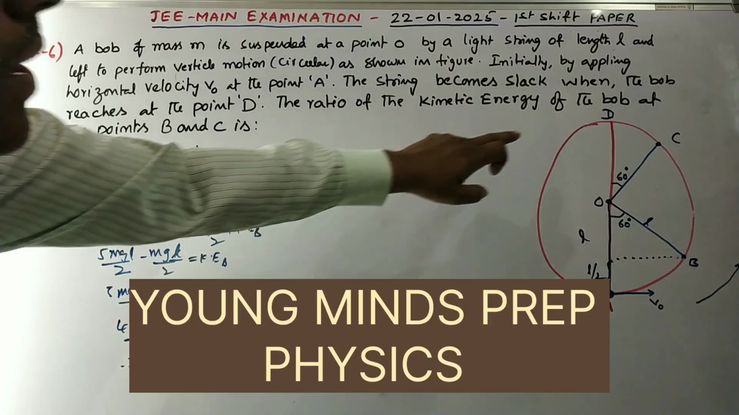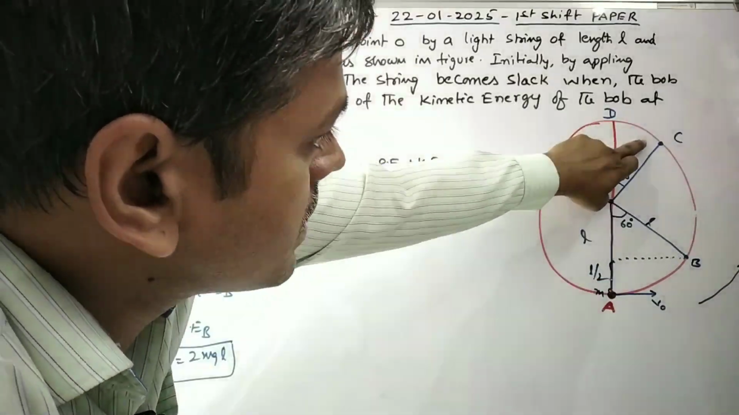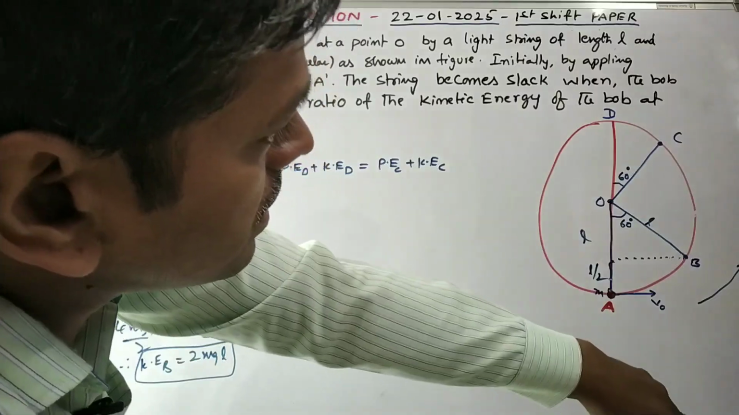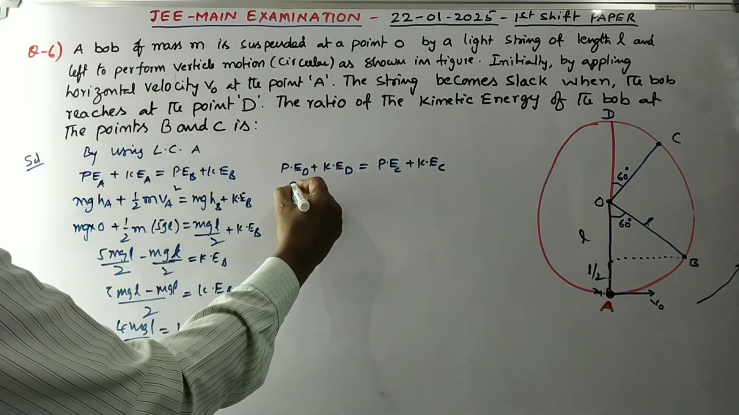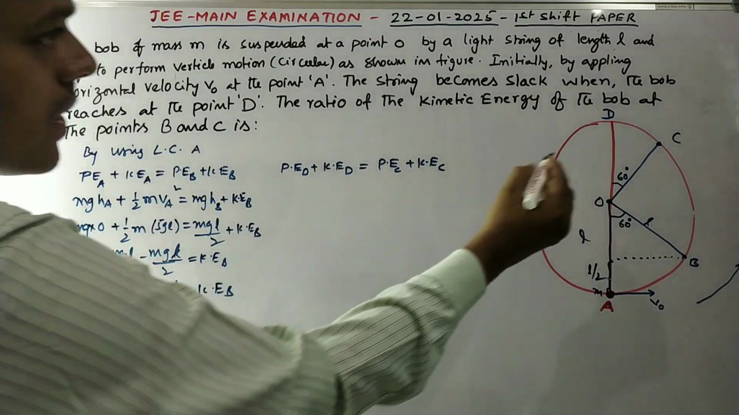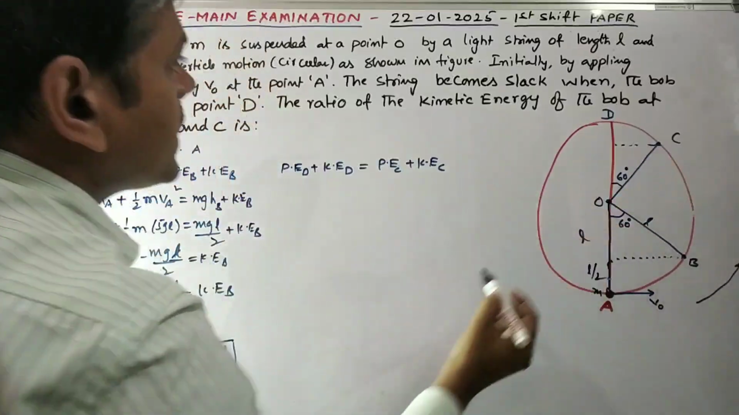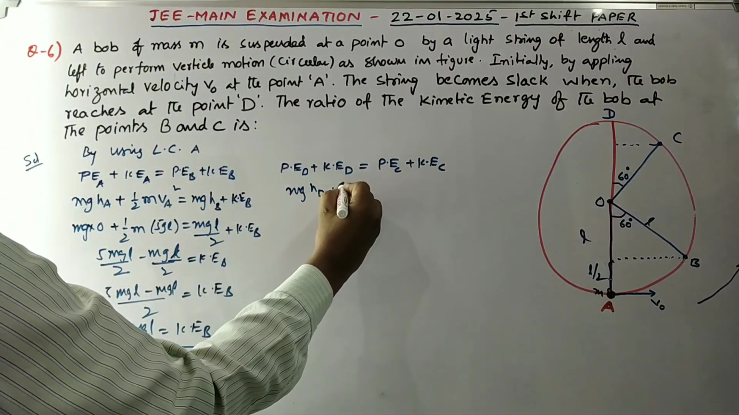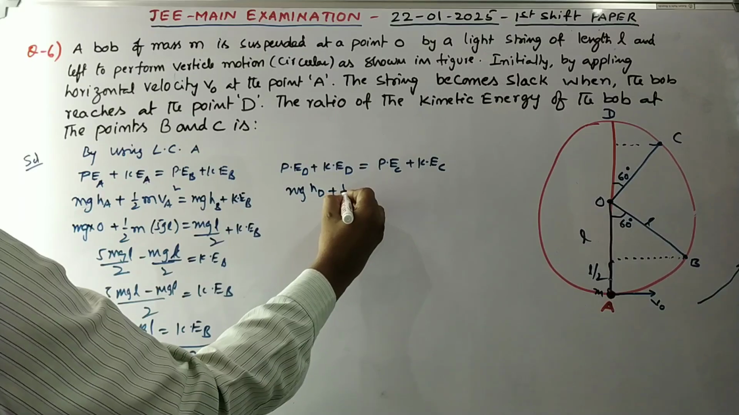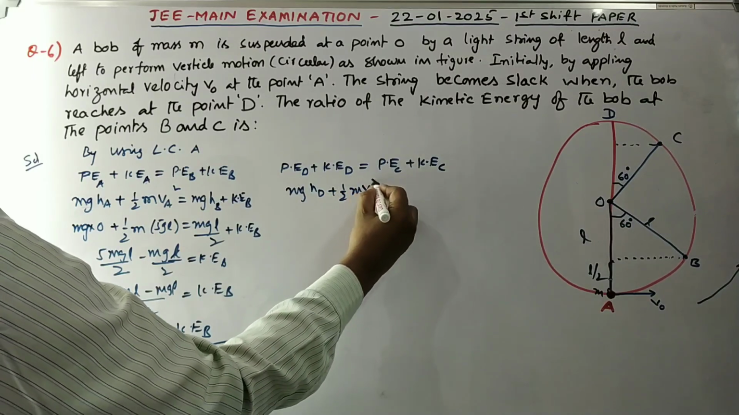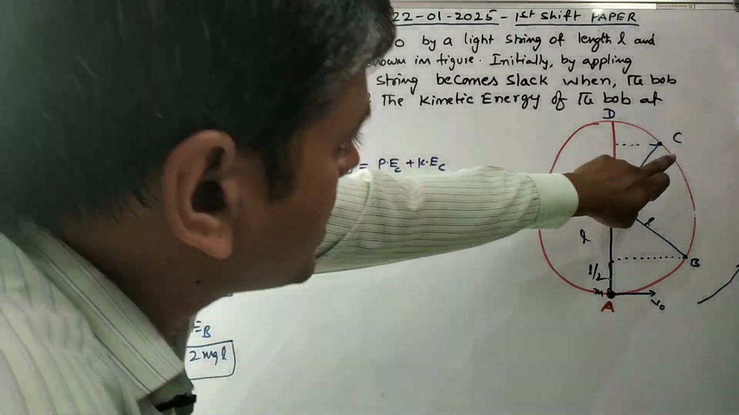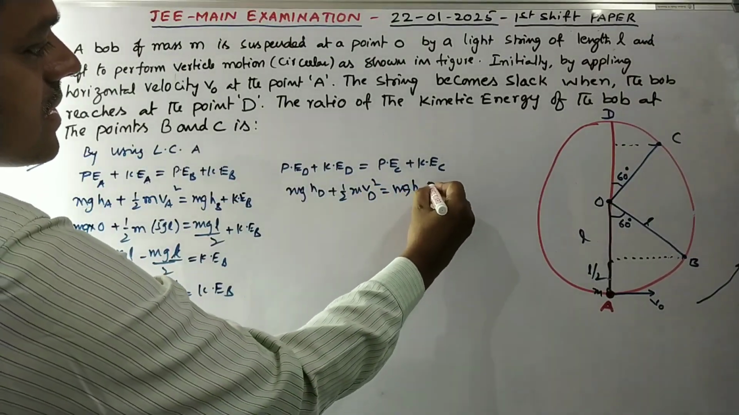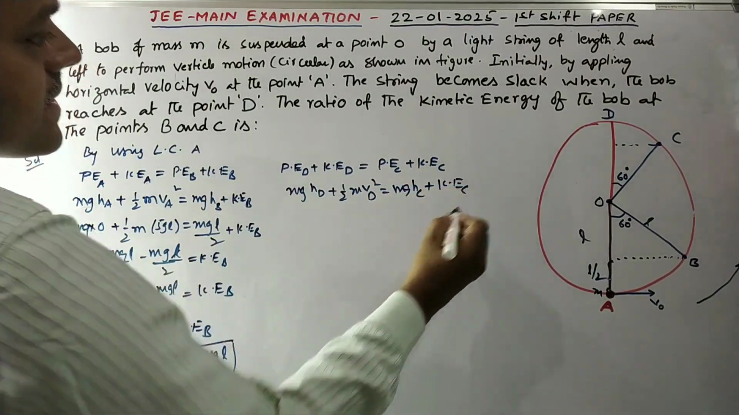Okay, similarly, total energy at D is equal to total energy at C, because after it reaches point D, it slacks and becomes transient. So potential energy at point D plus kinetic energy at D, that means mg hD plus half m vD square, is equal to potential energy at C, that is mg hC plus kinetic energy at C.